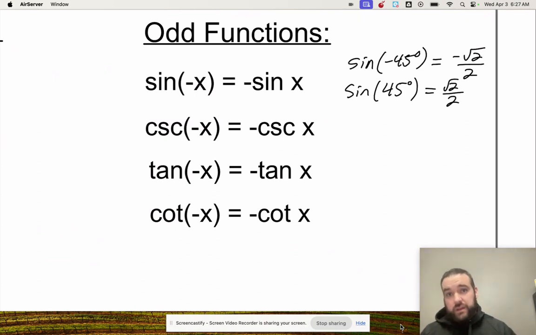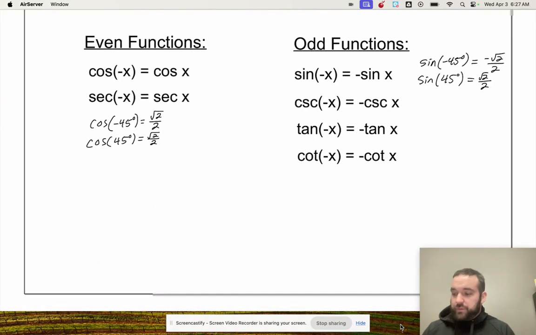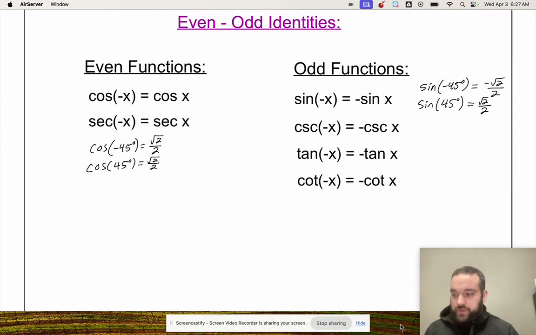Sine of negative 90 is just the negative version of sine of positive 90. And so the other four trig functions are what we call odd functions. So sine, cosecant, tangent, and cotangent are all odd functions.